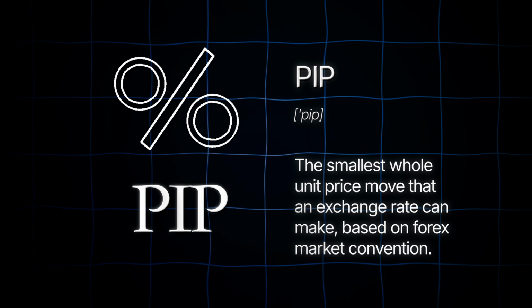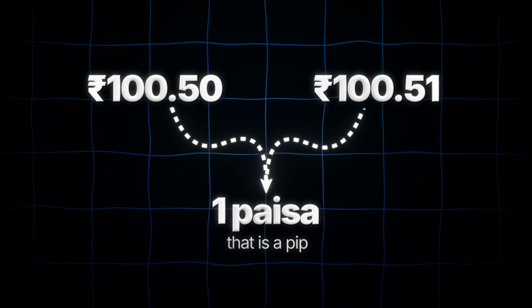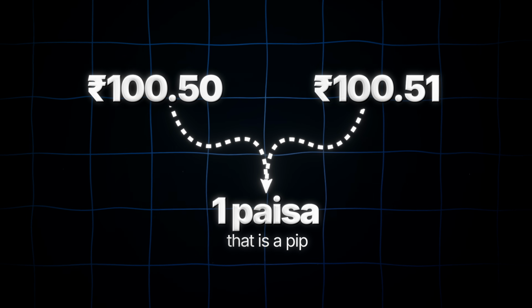Imagine you go to the petrol pump. Yesterday petrol was 100 rupees and 50 paise. Today it's 100 rupees and 51 paise. That tiny 1 paisa jump in price, that is a pip. A pip is the smallest move a price can make.